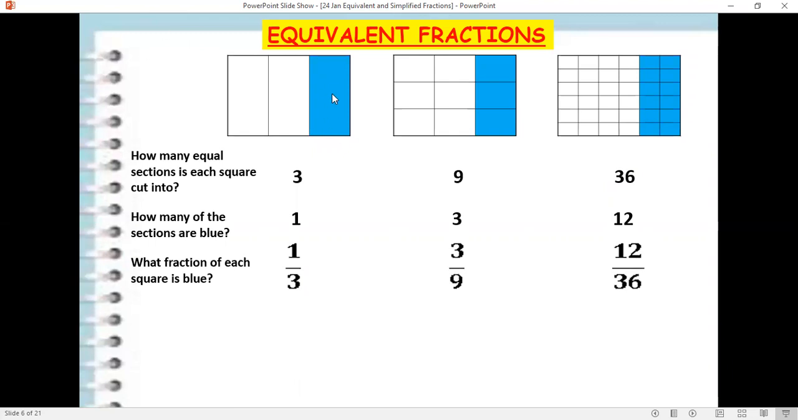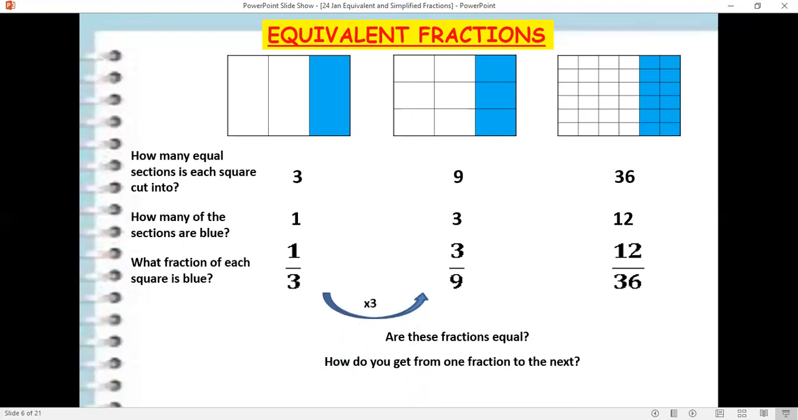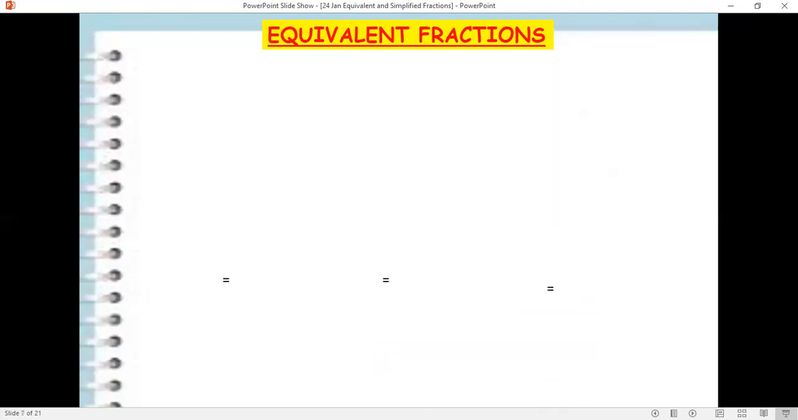Okay, remember, the shaded part is the numerator, and how many equal parts the square or rectangle has been divided into is the denominator. Now, what did we multiply in 1/3 to get 3/9? Are these fractions equal? How do we get from one fraction to the next? We multiplied by 3. 1 times 3 is 3. 3 times 3 is 9. And then 3 times 4 is 12. 9 times 4 is 36.